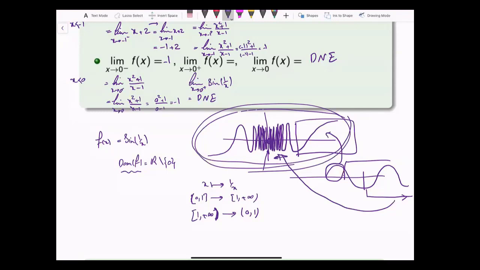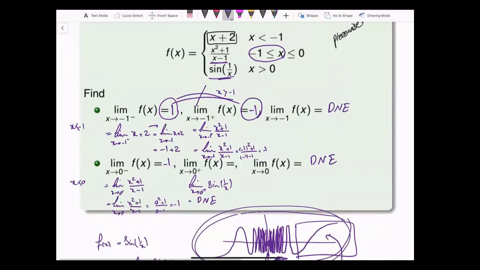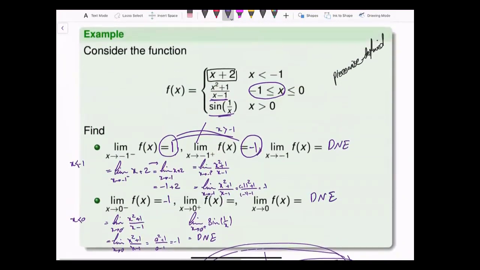Okay, any other questions? One is, can you explain how x approaches -1 from the left can be the same thing as x goes to -1 for the first sub-question? Oh, okay. Why did I go from this to that? Yes.